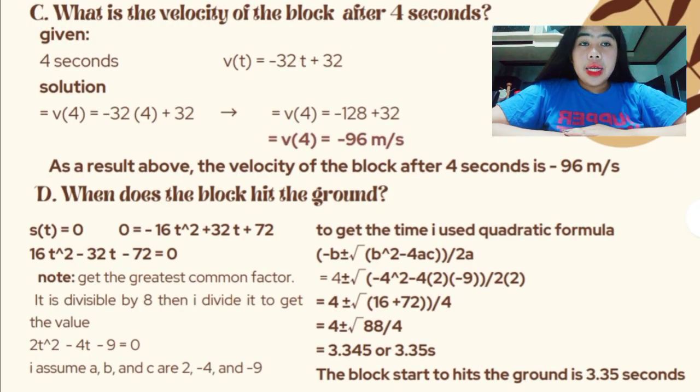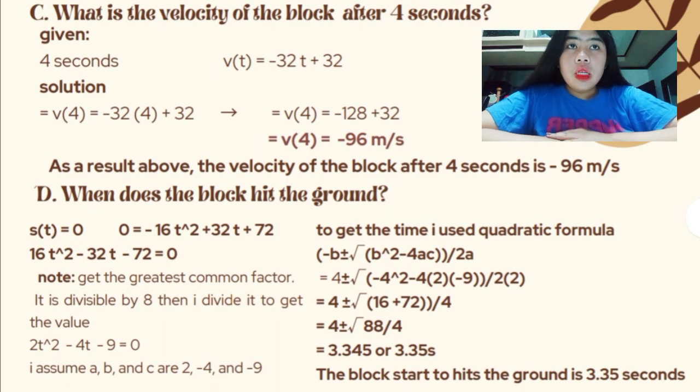So in letter C, what is the block velocity after 4 seconds? Given 4 seconds, the equation of velocity is equal to negative 32t plus 32. So in solution, we only substitute 4 in the equation of velocity. It is equal to negative 32 times 4 plus 32, is equal to negative 128 plus 32, is equal to negative 96 meters per second.